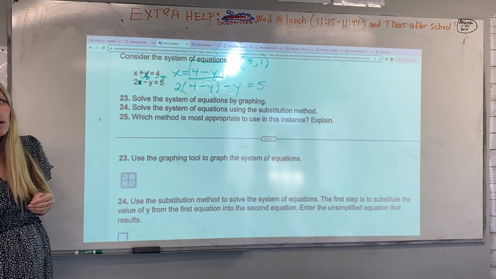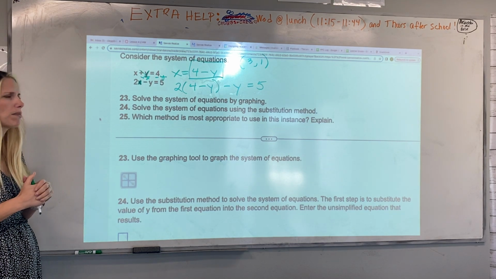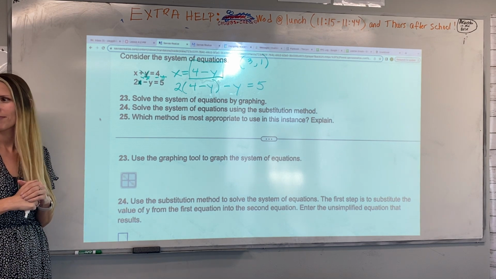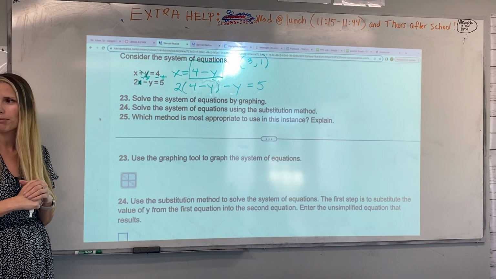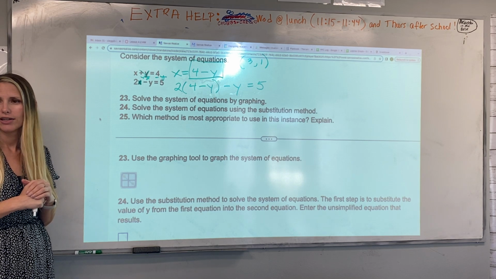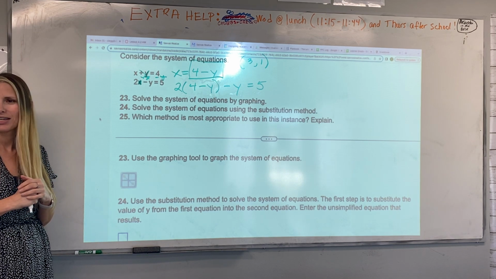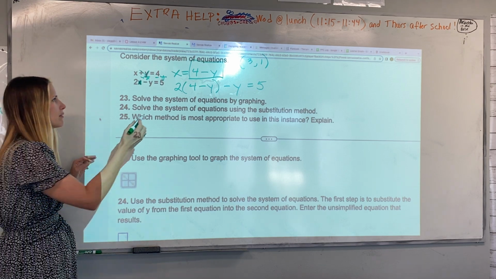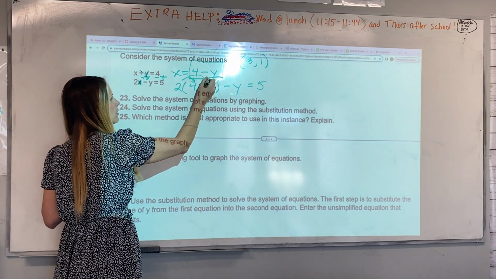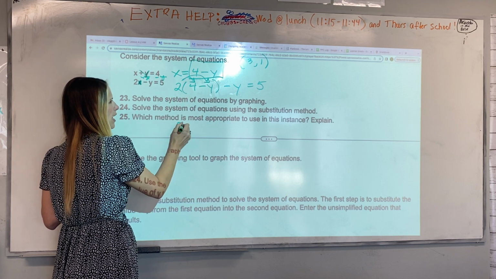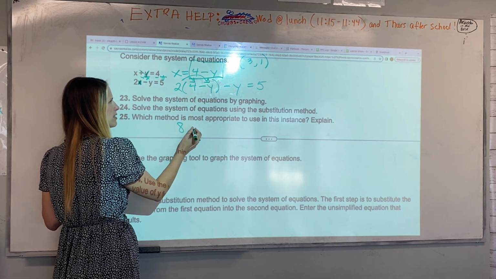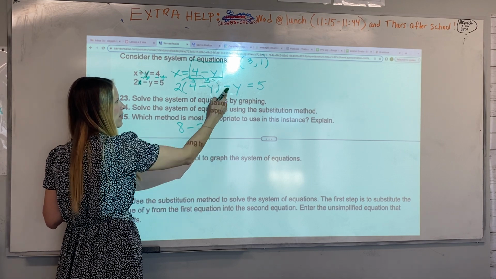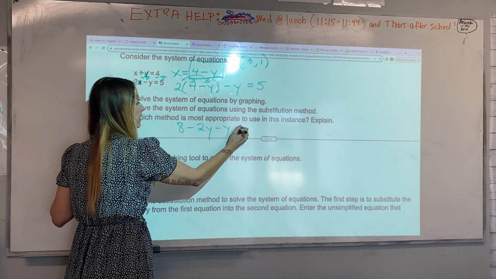I do the parentheses? Okay, what's 4 minus y? I'll give you the answer. 4 minus y is 4 minus y. I cannot combine those terms. I can't do anything with it. So the parentheses are done. No, 4 minus y is not 4y. Distribute. And I get 2 times 4 is 8. 2 times negative y is? Minus 2y. And then I have a minus y equals 5.